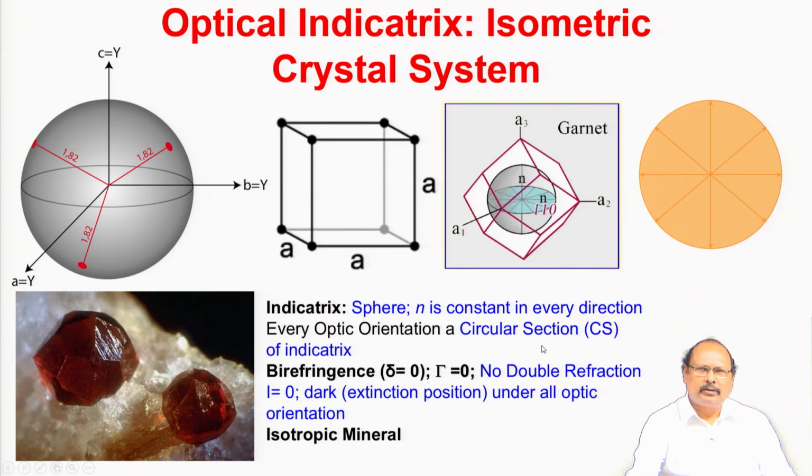Now, what is important here is that because this is a circle, the birefringence is 0. What is the significance of birefringence being 0? Immediately you know that the retardation, or path difference, is a multiplication of the birefringence of the mineral and the thickness of the mineral. So, since the birefringence is 0, the retardation is 0. What is the other implication of this?